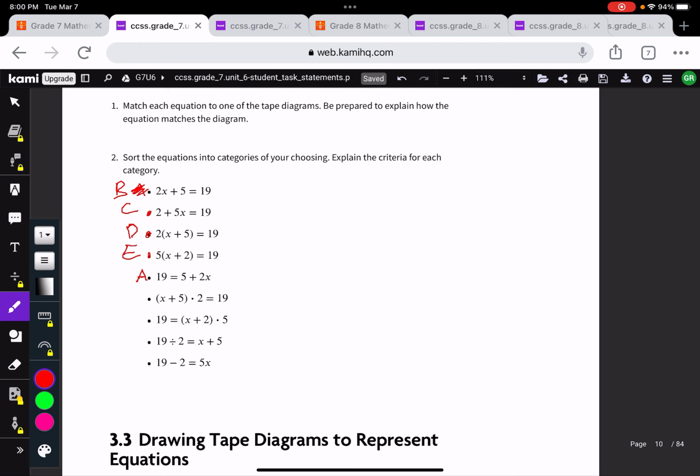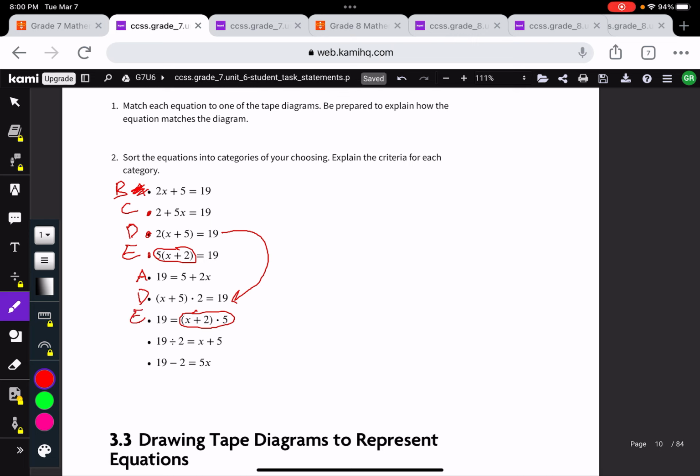Now, unfortunately, there are 1, 2, 3, 4 more equations that go somewhere. So I see x plus 5 times 2. Hopefully that rings a bell and you notice that's the same as 2 times x plus 5. 2 times x plus 5 is the same as x plus 5 times 2. So that one is also D. And then hopefully you'll notice 5 times x plus 2 is the same as x plus 2 times 5, which you'll see. This right here and this right here are the same. They both equal 19, so that one must be E.